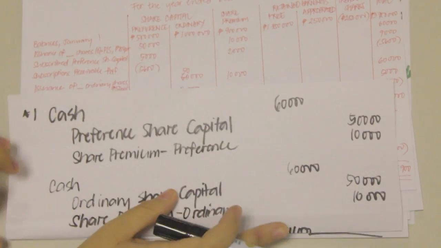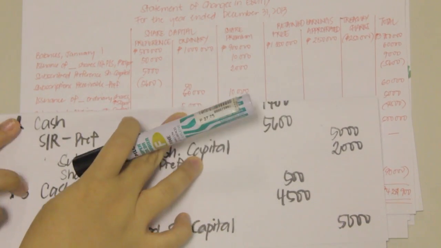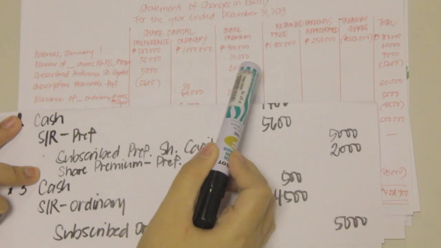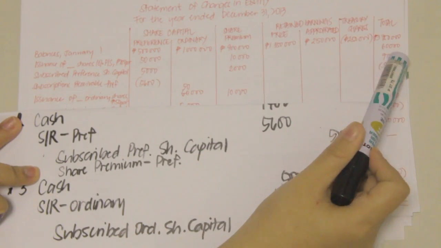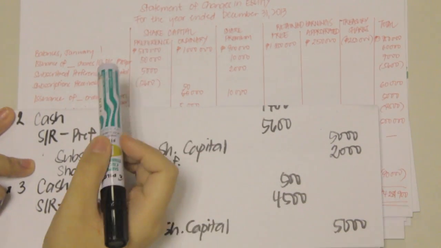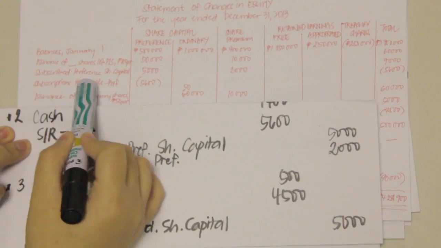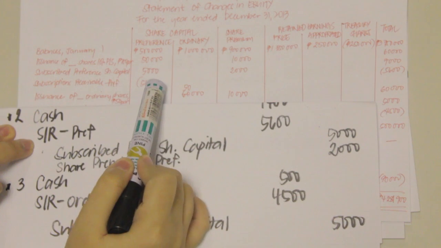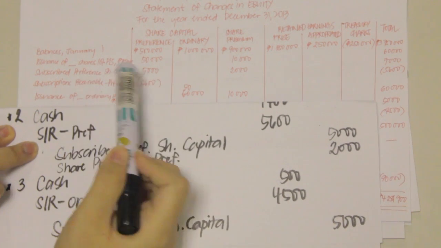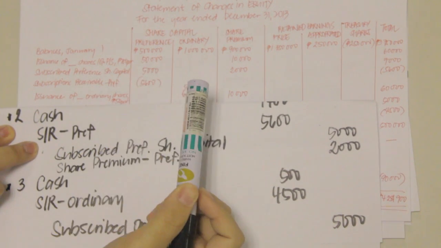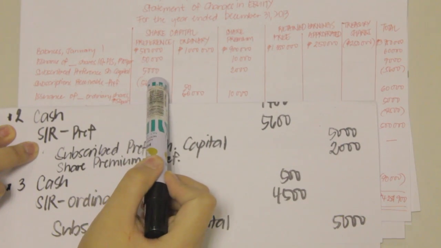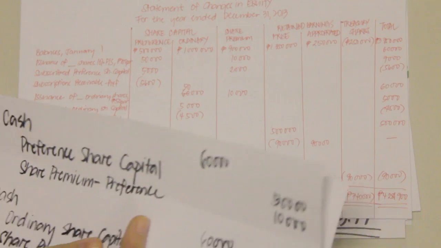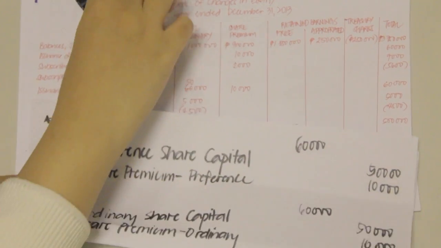And then we also have a subscription for preference shares. So that's 5,000. And then 2,000 share premium for a total of 7,000 pesos. And then we also have to record the subscriptions receivable for preference shares. That's 5,600. And like treasury shares, receivables are shown as a negative number since these reduce your shareholders' equity. So that's negative 5,600.